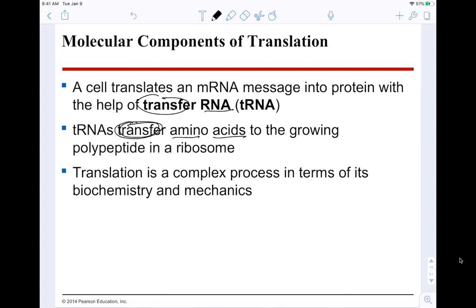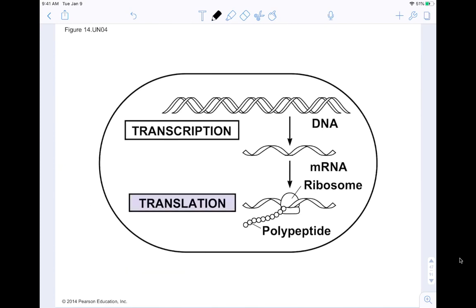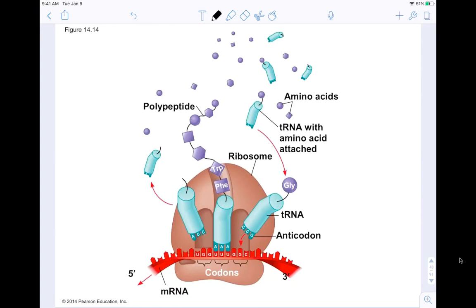Translation is a complex process in terms of biochemistry and mechanics, but we've got a couple of different players here. So far, we've introduced tRNA and, of course, our mRNA that we talked about previously. Now we're in translation. We have opened up the DNA, we have copied the information onto mRNA, we have processed that mRNA, and now it has arrived at its final destination, a ribosome, where we will translate the code that it is carrying.